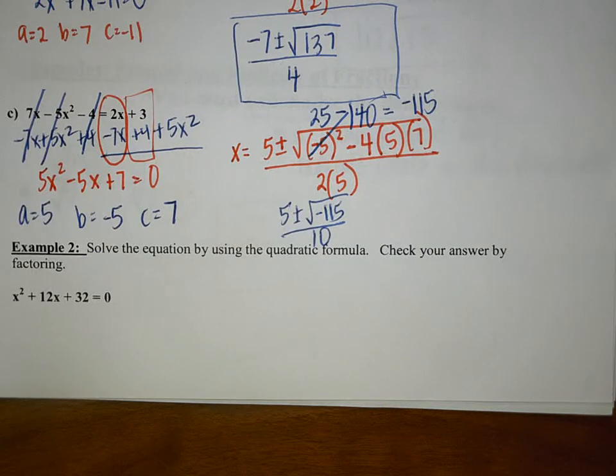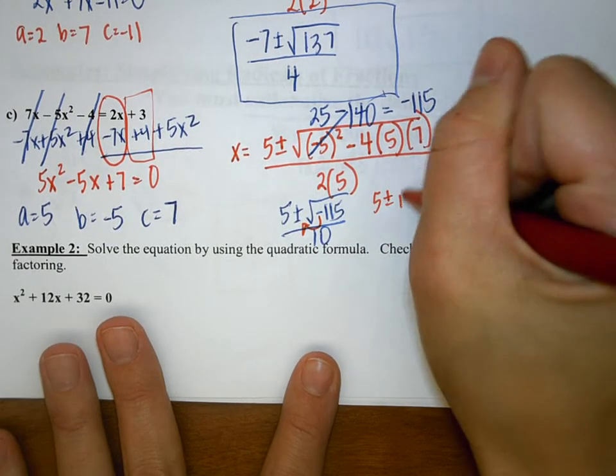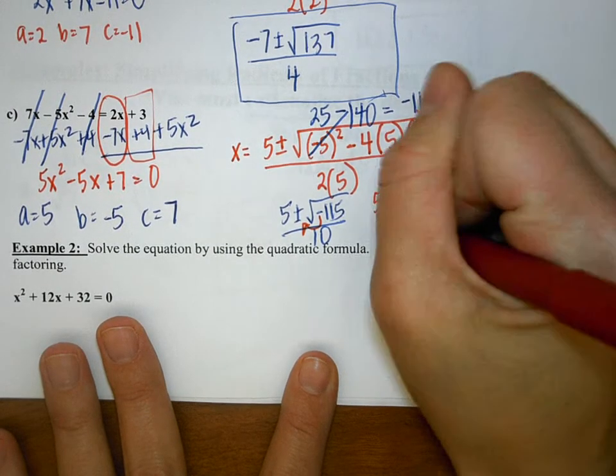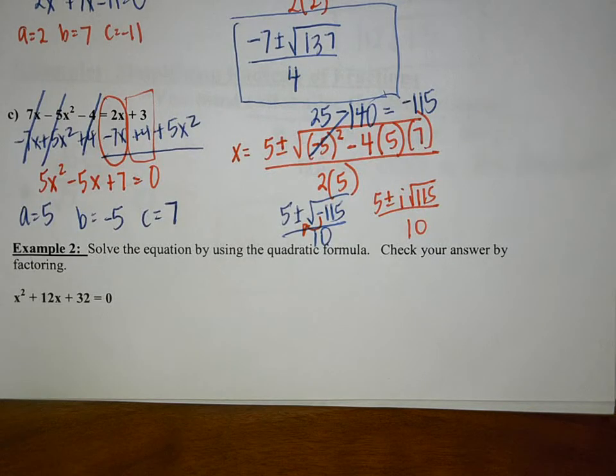What are we going to do? Very good. Take out your i. So we get 5 plus or minus i root 115, all divided by 10. Can root 115 break down? Maybe, I don't see. No. What did you find, Elton? It's 5 times 23. It's basically no. So no.